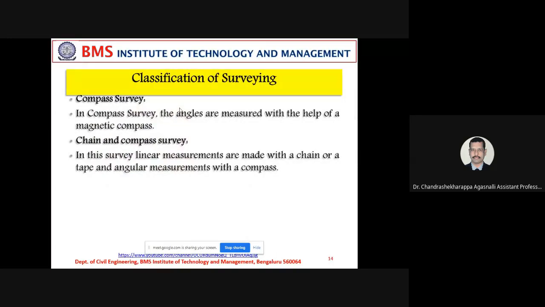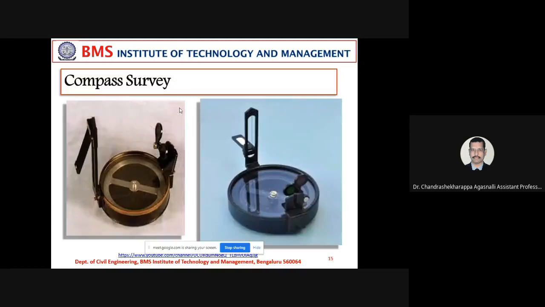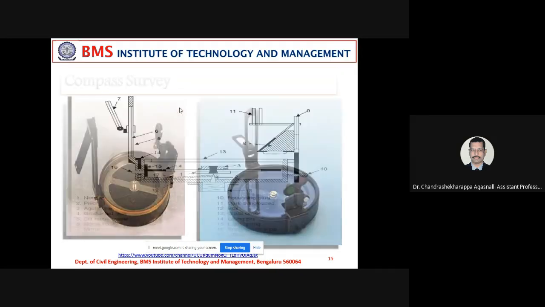Compass survey we discussed there. In compass survey, the angles are measured with the help of a magnetic compass. There is a slight difference between the magnetic and true north angles, which we need to determine there itself. In chain and compass survey, linear measurements are made with chains and tape, and angular measurements are taken by the compass. It is very simple, an old method that we are still using, and we are not going to deploy the instruments. This is how the compass works, as we discussed there.